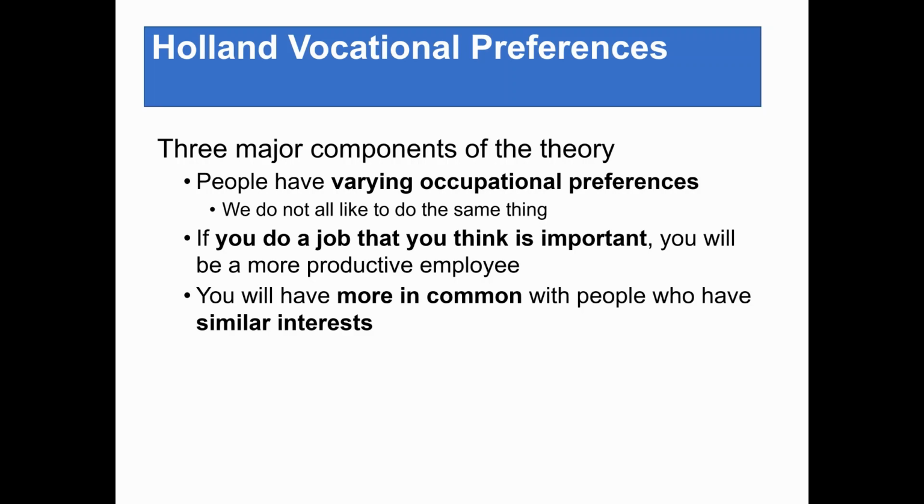Again, you will have more in common with people who have similar interests. For example, once we have social circles, we try to have that group of people who have similar interests to ours. So these are the main components of Holland vocational preference. Now we'll see the model of the theory in detail.